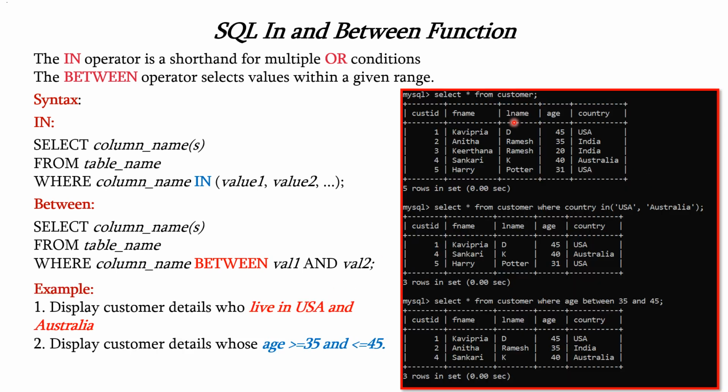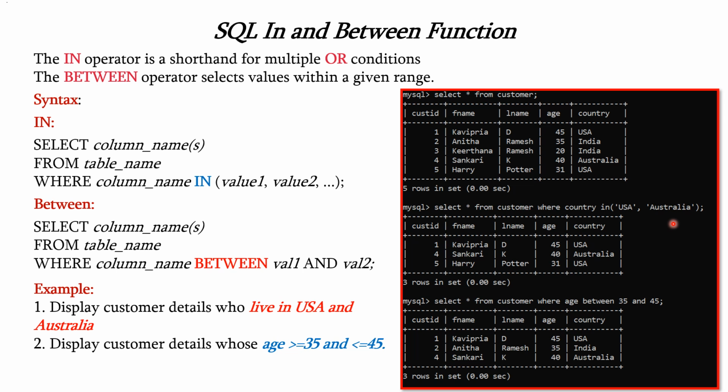Now let us consider the customer table here. In total we have 5 rows in the customer table. Suppose we want to display the customers who live in USA or Australia. Instead of AND, we have to use OR here. We can write the query like this. SELECT * FROM the table customer, WHERE the condition country IN ('USA','Australia'). Country is followed by the IN keyword, and within parentheses we mention the values to be considered. They can live either in USA or Australia.